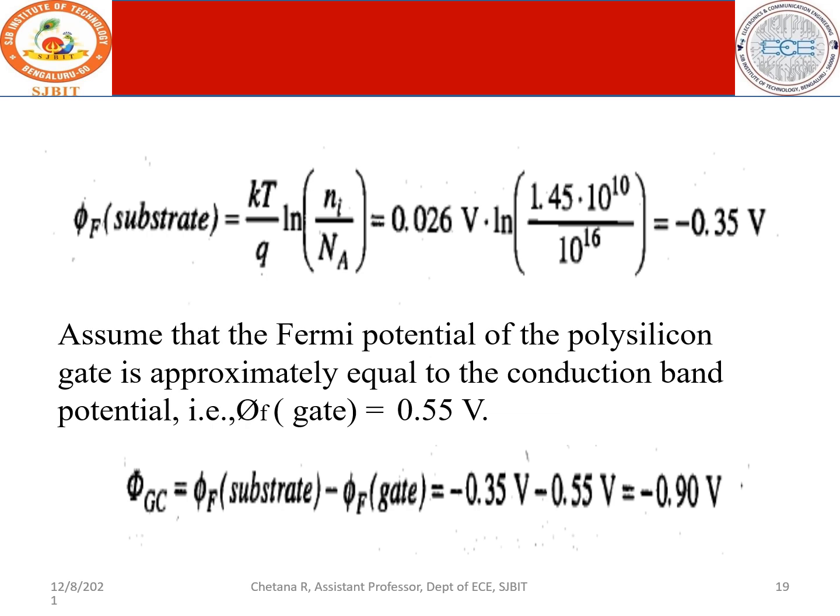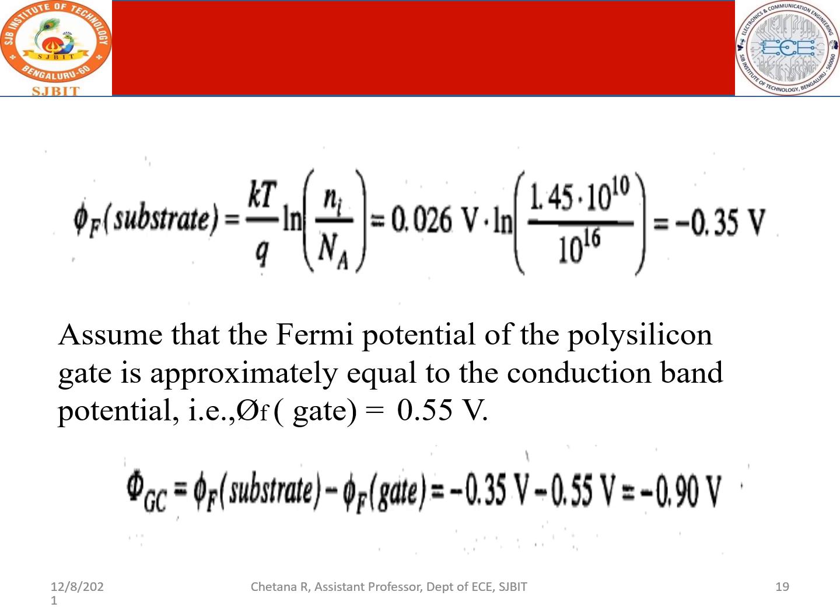So, as we already said, since this is an N-type device, you will have a negative value. The Fermi potential of the polysilicon is assumed. Polysilicon is nothing but your gate. So the Fermi potential is assumed to be 0.55 volts. Therefore, we have to find out the VGC.